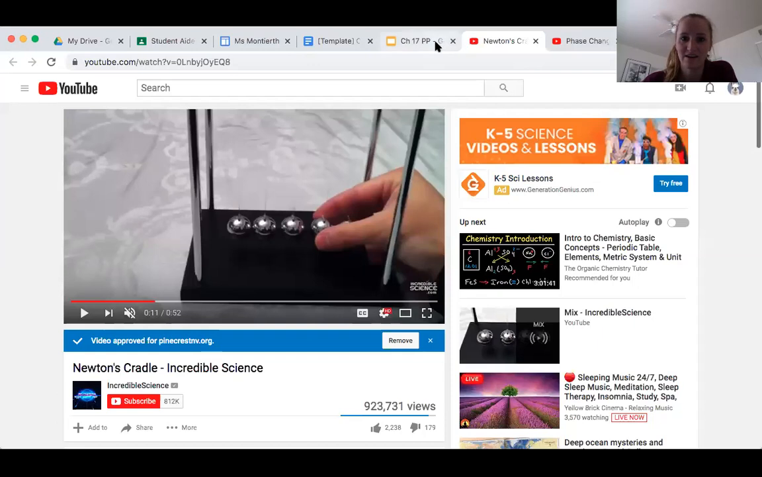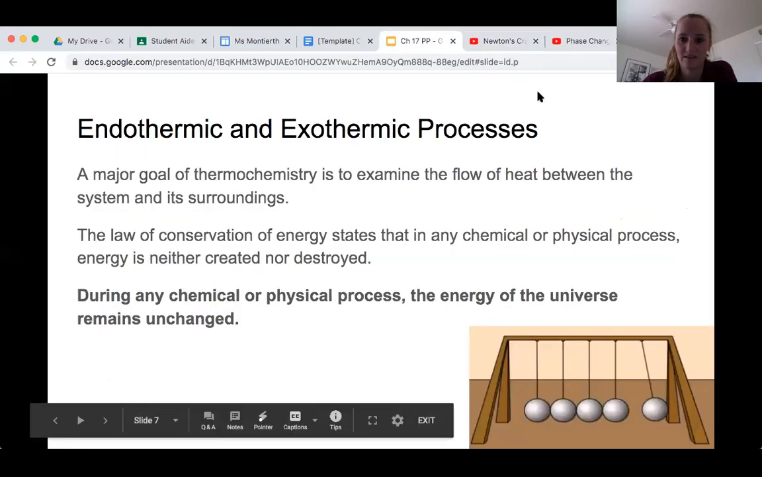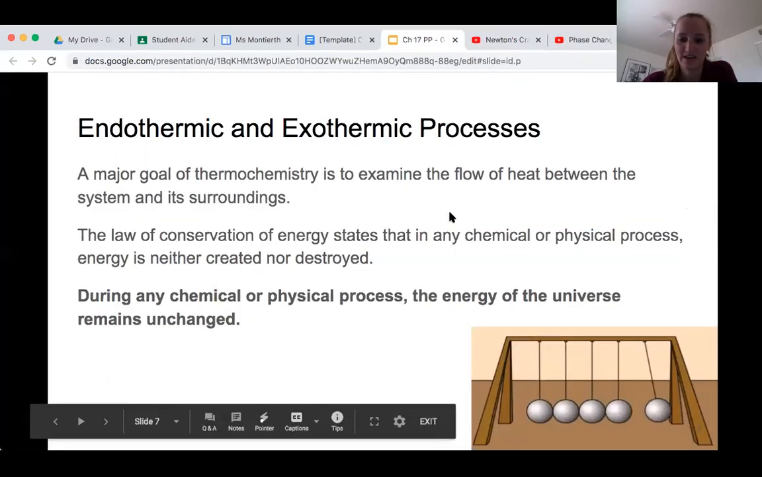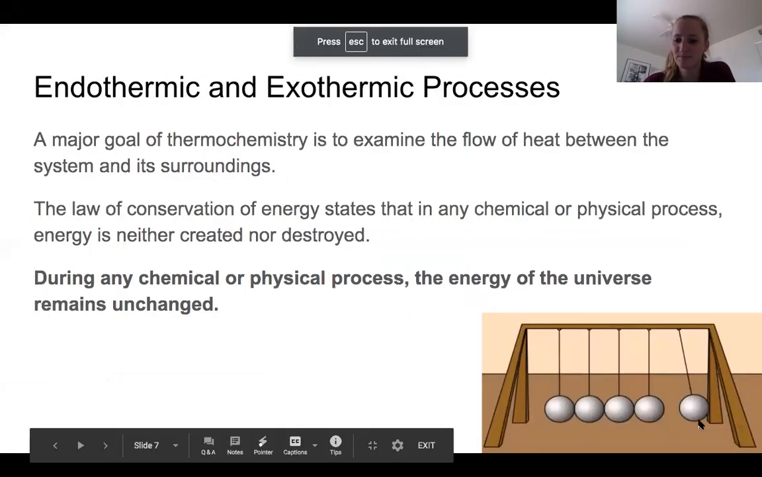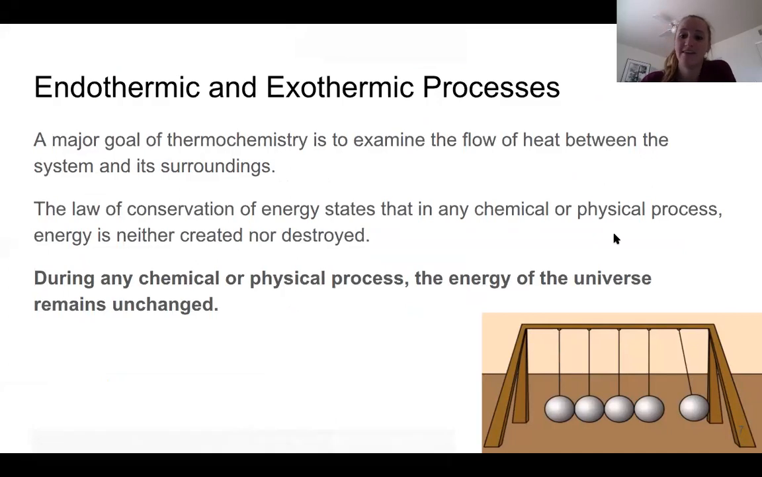That things are not being destroyed, they are just being recycled. So as we saw in the Newton's cradle, the energy from one ball gets transferred through to the other ball, and it just keeps going back and forth, and that's the same exact idea whenever we're talking about the law of conservation of energy. It's just being transferred from one thing to another.